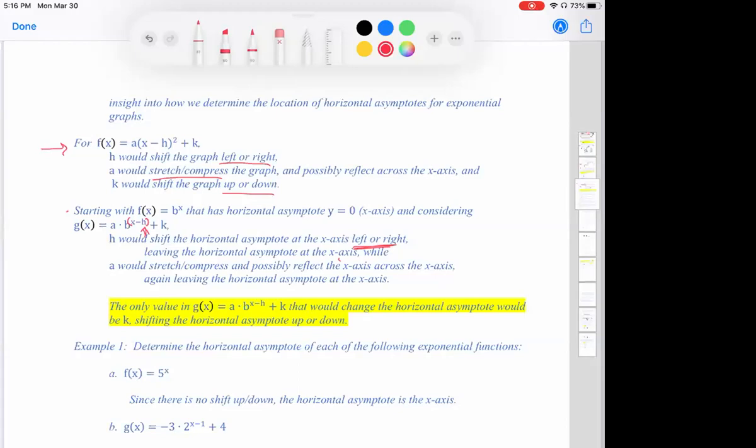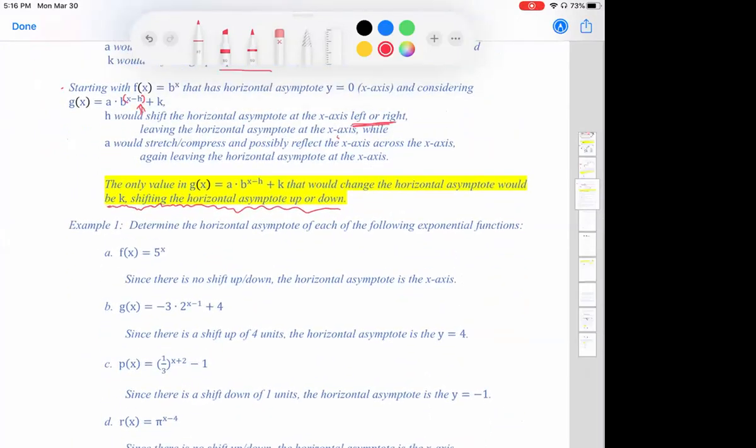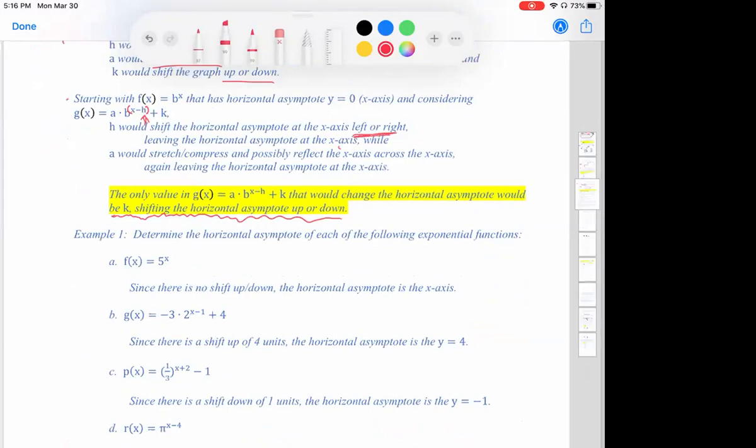And the highlighted part reads, the only value in g of x equals a times b raised to the (x minus h) power plus k that would change the horizontal asymptote would be k. So that's very important: shifting the horizontal asymptote up or down. Okay, so we only have to look for that k. If we're adding or subtracting a number, that's going to shift our horizontal asymptote up or down. And that's all we really want to look for when we're looking for horizontal asymptotes.